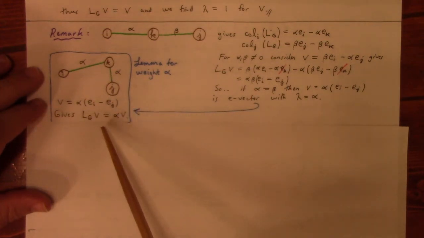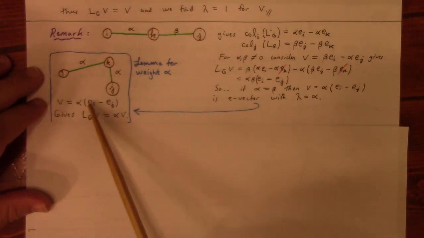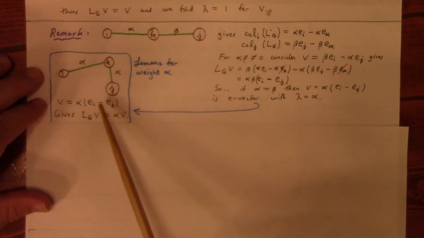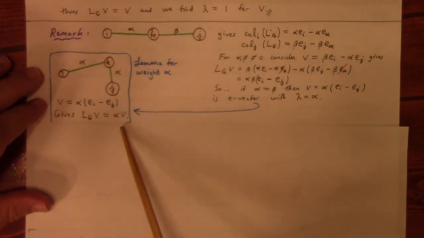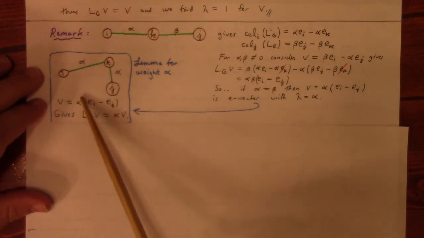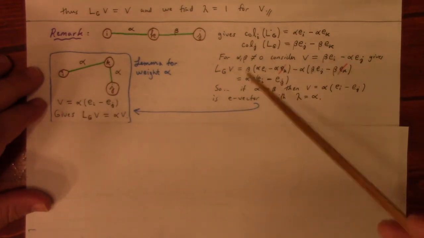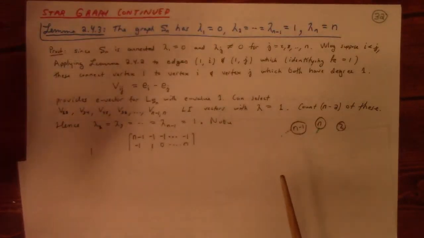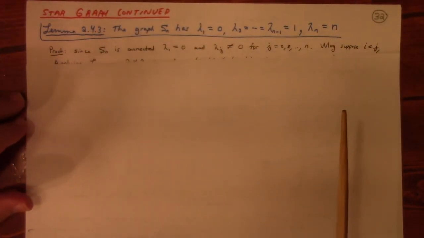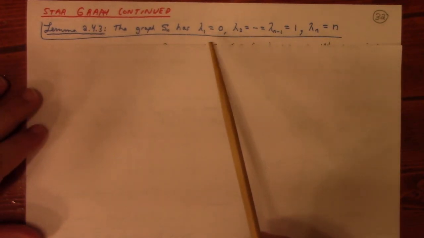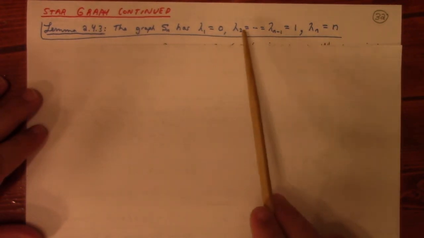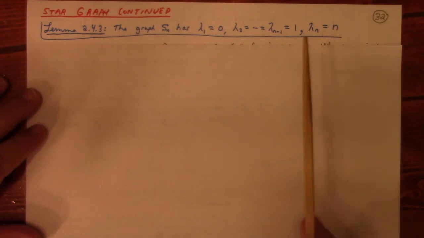Well, this is silly. You don't really need the alpha there. You could just use Ei minus Ej again. Anyway, the vector Ei minus Ej gives you eigenvalue alpha. You could put any number here. It's an eigenvector, right? So you can rescale it however you like. Putting the alpha there is just an artifact of my silly experiment here. But anyway, I'll go on. So the star graph actually has eigenvalue 0, and then 1 repeated n minus 2 times, and then n at the end.